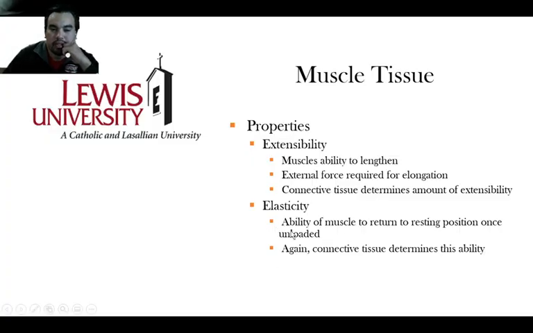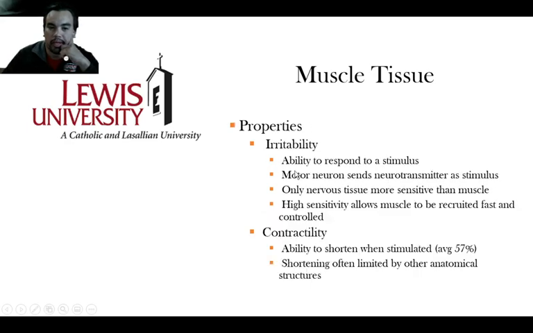And then finally, they need to be elastic. The elasticity of a muscle tissue is really the ability of that muscle to return to its resting position once it's unloaded. So that's why I think of it as a rubber band. And when we get into lab, we're actually going to use our rubber bands to represent muscles, because muscles and rubber bands have very similar properties, right?